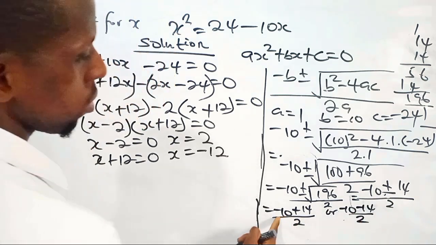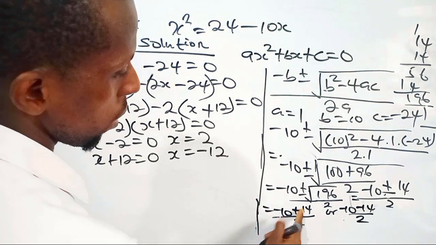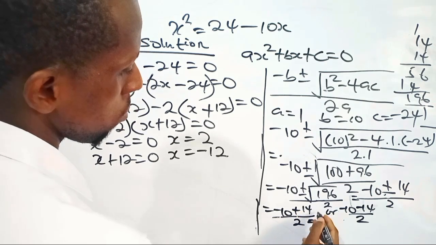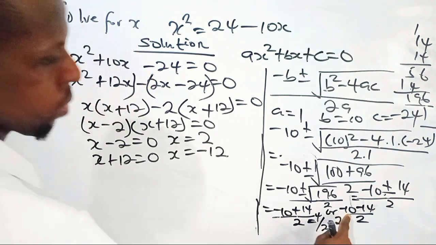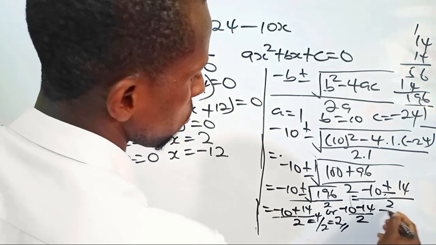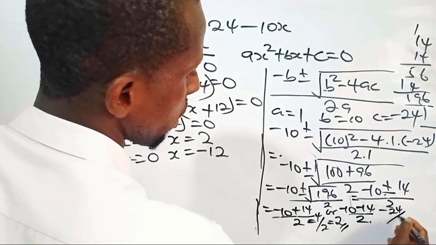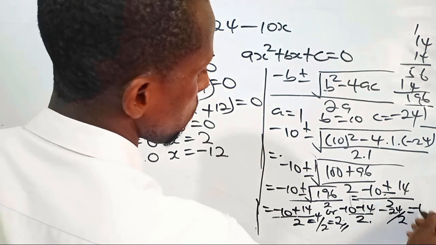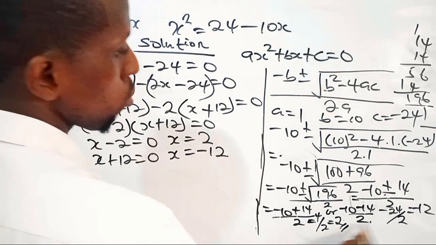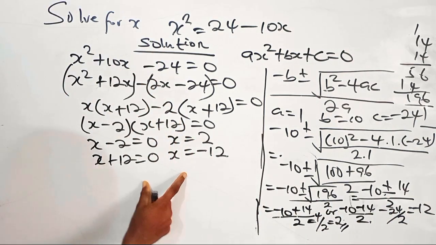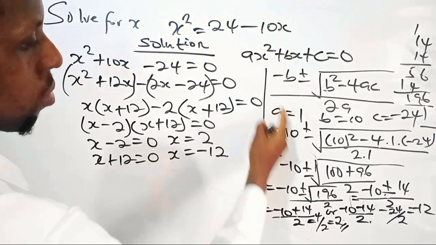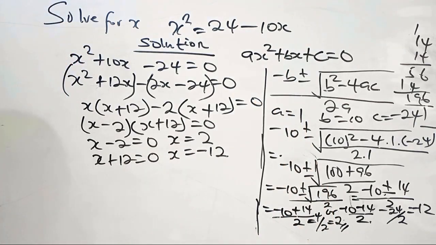From here I have minus 10 plus 14 divided by 2, or minus 10 minus 14 divided by 2. So the result of this is minus 10 plus 14, that gives me 4 over 2. When I divide this, I have 2. Minus 10 minus 14, I have minus 24 divided by 2. When I divide this, I have minus 12. So I have 2 or minus 12. So this is the factorization method, while this one is the quadratic formula method. Thank you very much.